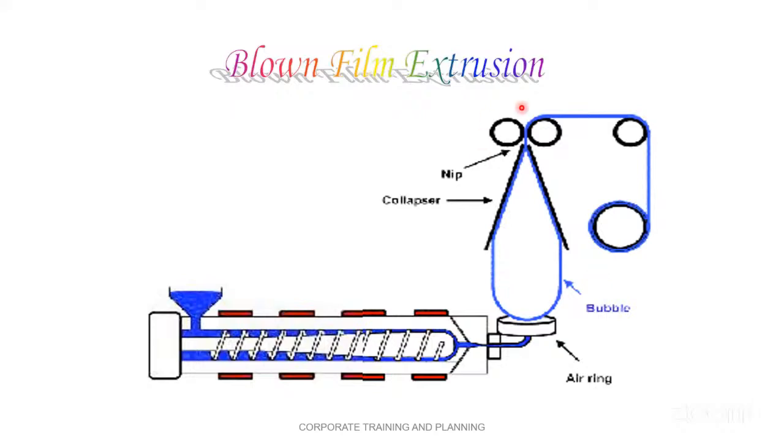See here, these are the nip rollers, right? Here the film gets collapsed, and then it is passing through this. They are counter-rotating, if this rotates like this, and this rotates like this. One is a stainless steel roll, and the other is a rubber roll. Therefore, there is a grip.